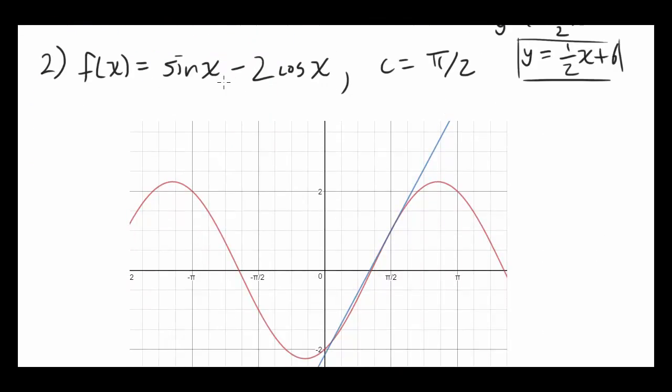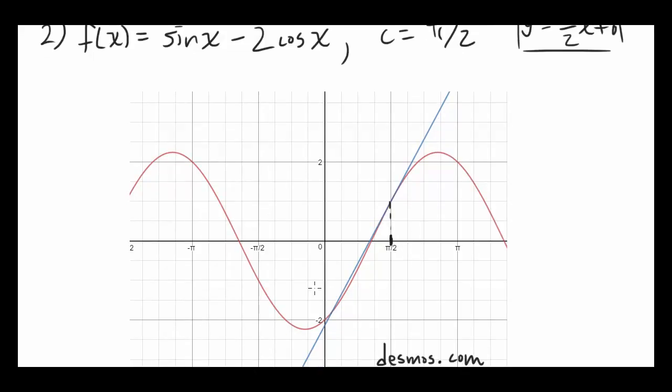Let's look at the second one. f of x is sine of x minus 2 times cosine of x, where our x value is pi over 2. Well, this is pi over 2. And you see the blue is the tangent line that you're trying to find. This graph is also from desmos.com.